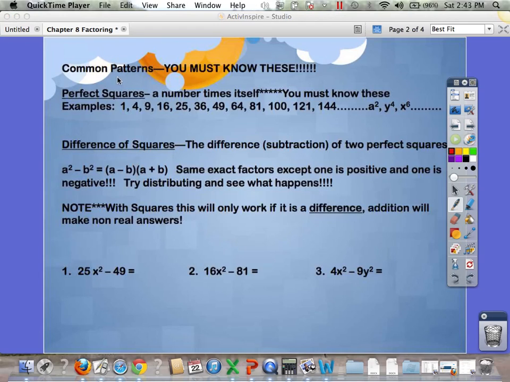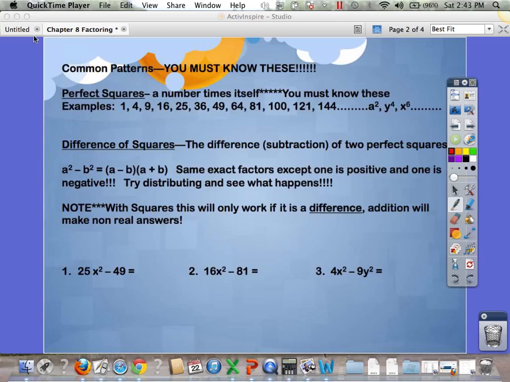Now, you must know some of these patterns, especially the perfect squares. They're very, very helpful for you to know. Perfect squares are a number times itself. You really need to know this. I can't stress that enough. It'll make your life so much easier.